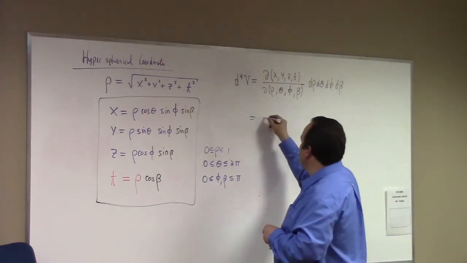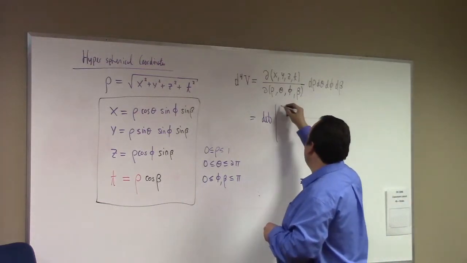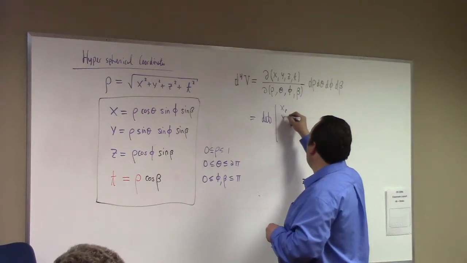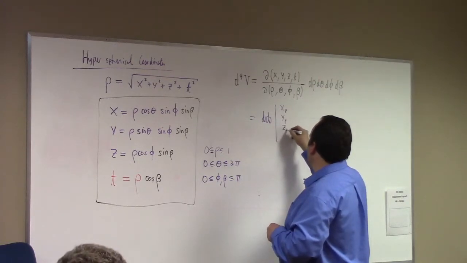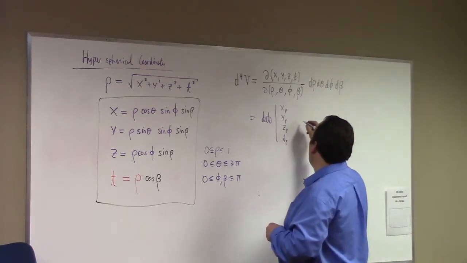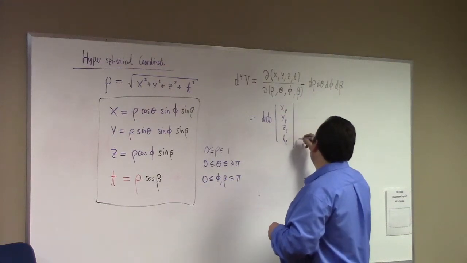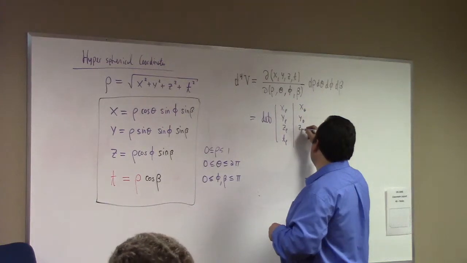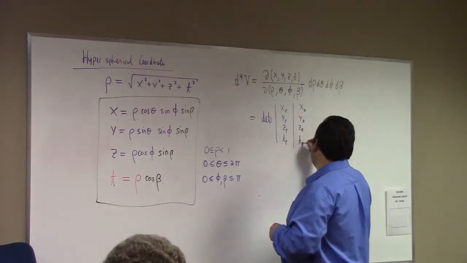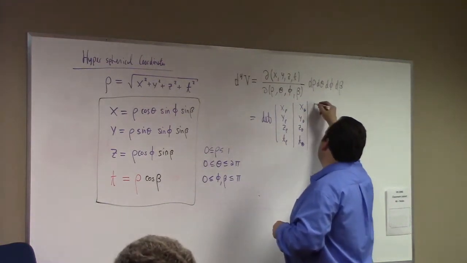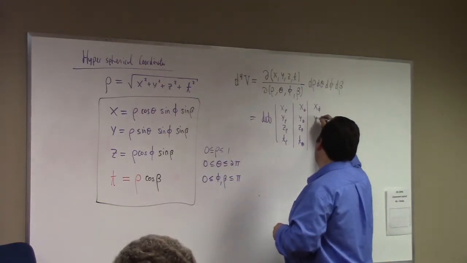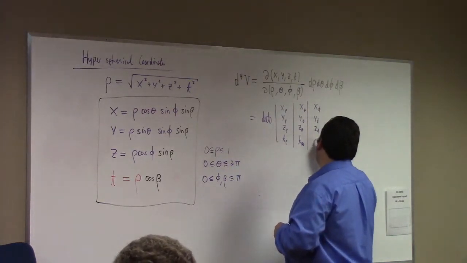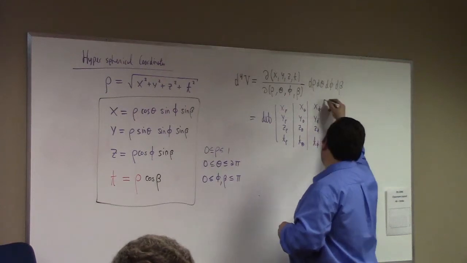Yeah, it's a 4x4 determinant. So you've got x rho, y rho, z rho, t rho, x theta, y theta, z theta, t theta. Do I have to write it all out? I guess I'm this far in. X phi, y phi, z phi. You're like, what are you complaining about? You don't have to calculate it. Well, you don't have to either.